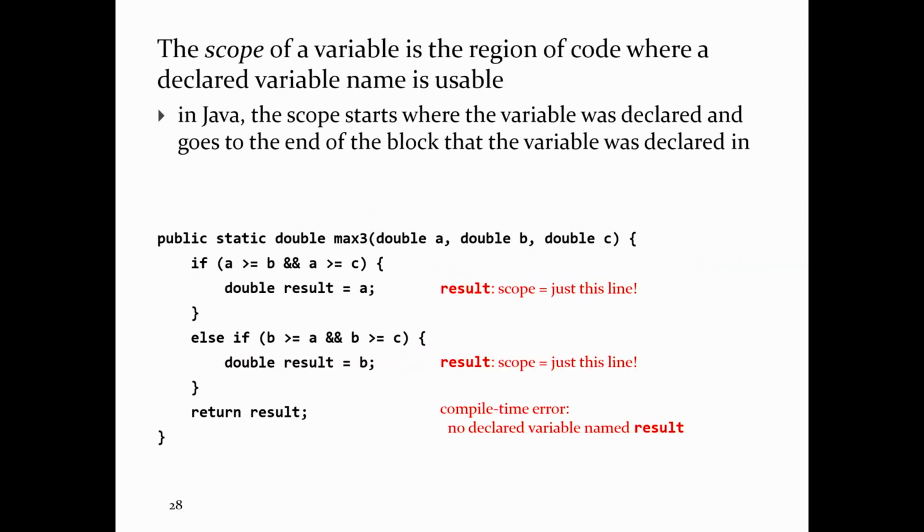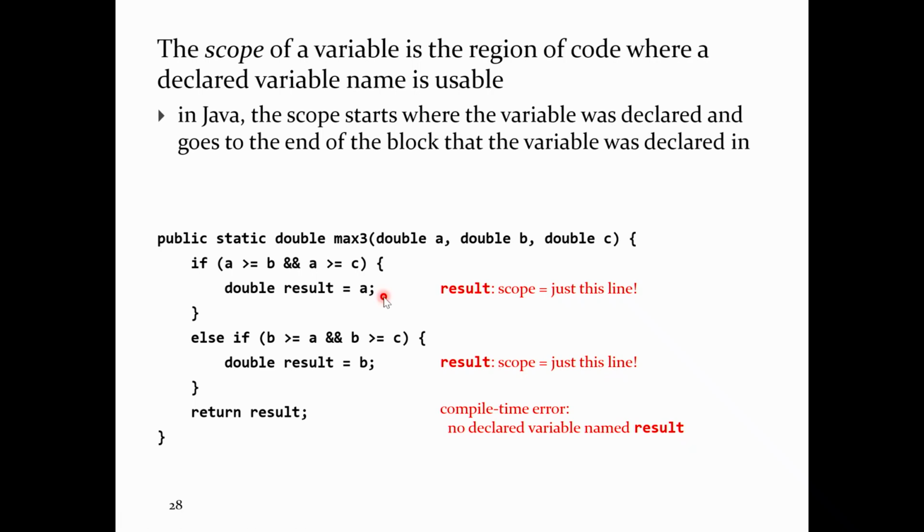Suppose I try to do the same thing in Java. If A is greater than B, and if A is greater than C, double result equals A. What does that do? That makes a variable called result. That name is usable here, immediately after the semicolon. Where is it usable to? To the end of the block in which it was declared. There's a block right here, so the name result is only usable inside that block. It does not exist outside of this block.